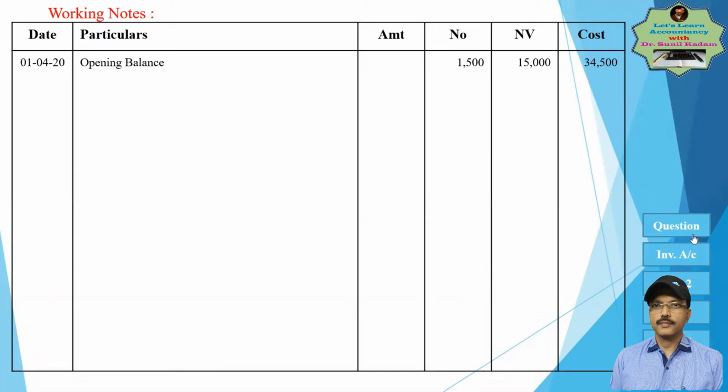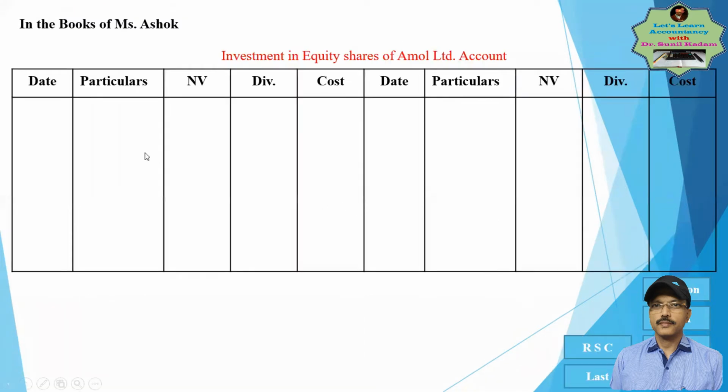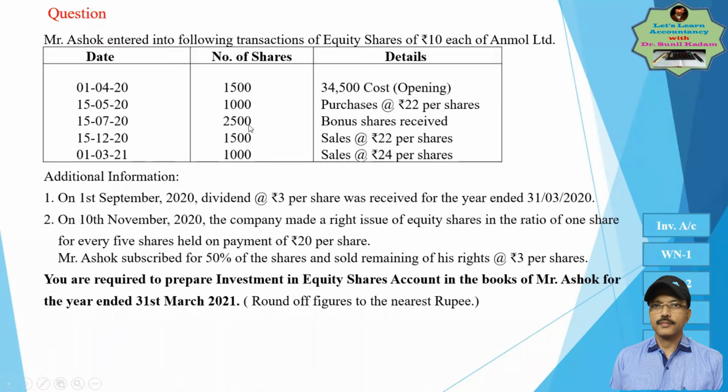So let's record in the investment account: to balance brought down on 1st April, 15,000, and there is no dividend. Only 34,500 is the cost. Hope you understood. Let's go to the question and check out the next transaction.